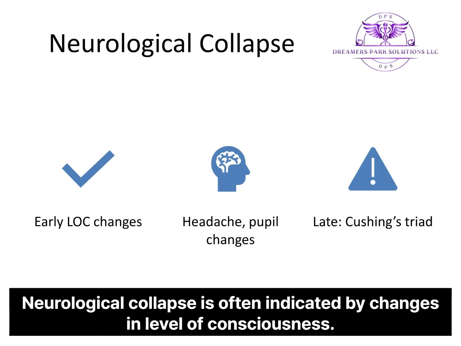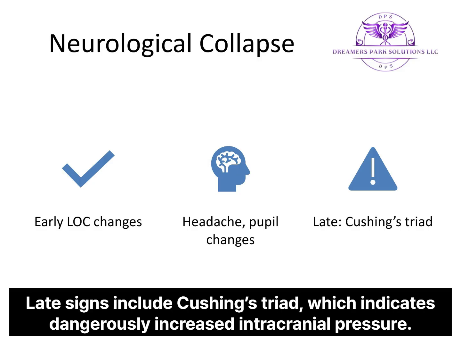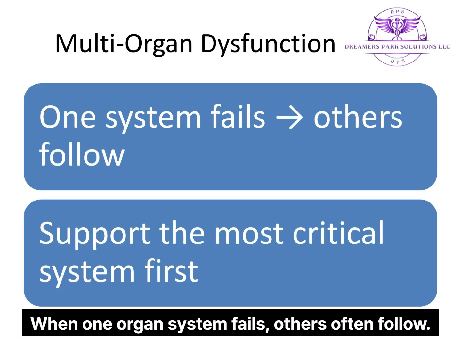Neurological collapse is often indicated by changes in level of consciousness. Early signs include headache and altered mental status. Late signs include Cushing's triad, which indicates dangerously increased intracranial pressure. Early recognition is essential. When one organ system fails, others often follow.